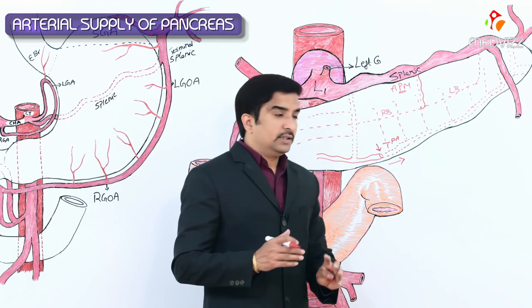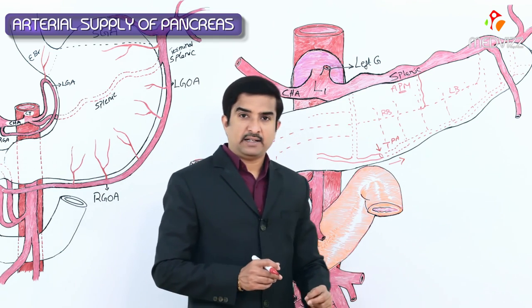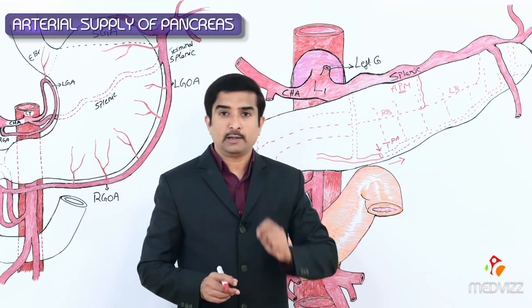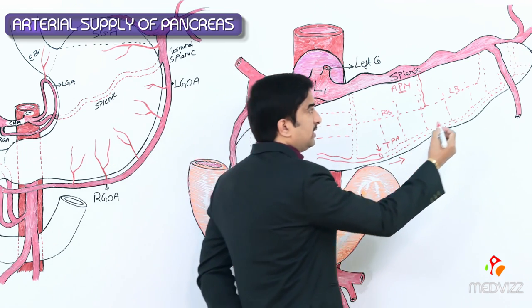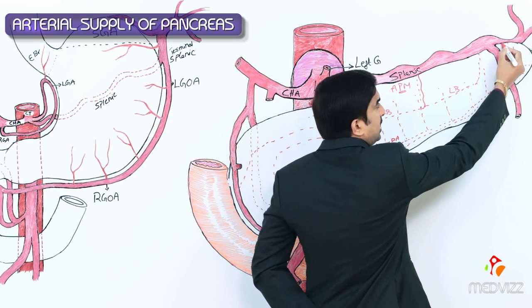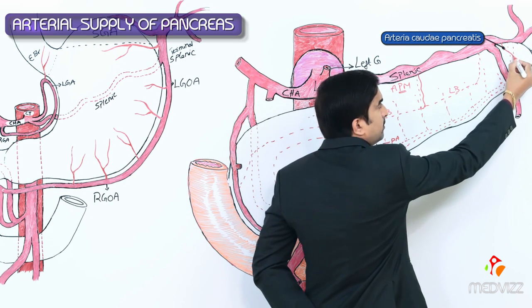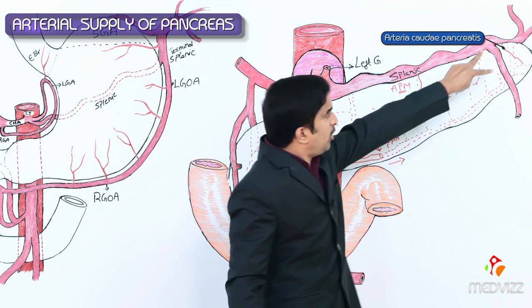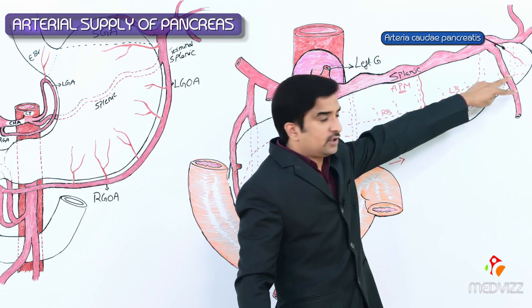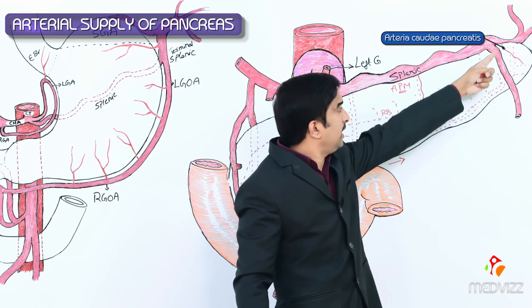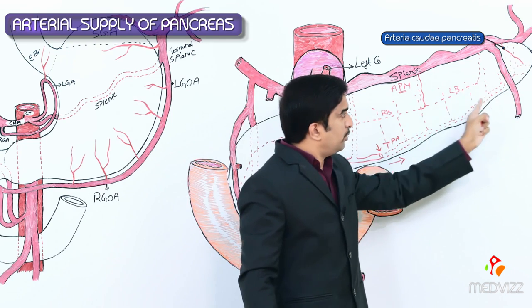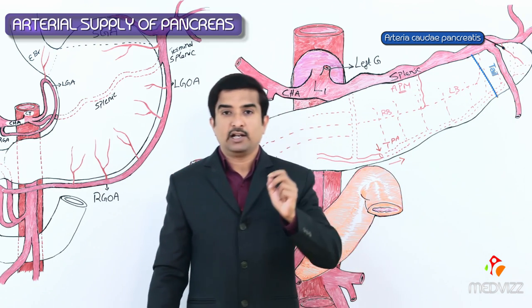So these are the important arteries of the pancreas, and sometimes in some individuals we can also see the caudal pancreatic artery. Caudal means the terminal part. It arises from the terminal part of the splenic artery, supplying the tail of the pancreas. A small branch, which is called the caudal pancreatic artery, arises from the terminal part of the splenic artery and especially gives important blood supply to the tail of the pancreas.